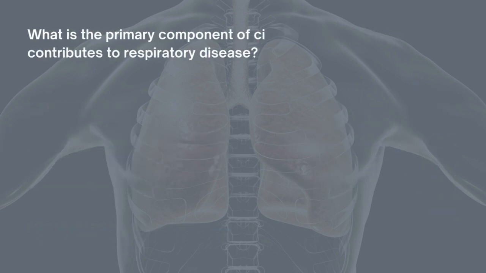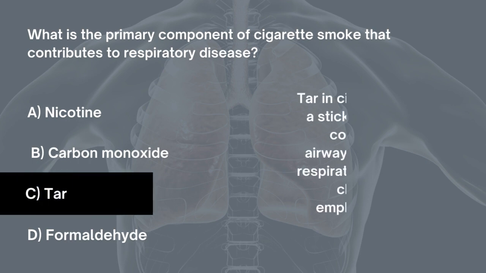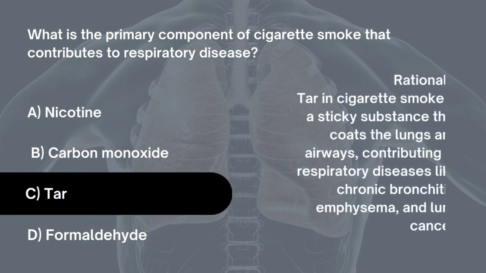What is the primary component of cigarette smoke that contributes to respiratory disease? A. Nicotine. B. Carbon monoxide. C. Tar. D. Formaldehyde. Rationale. Tar in cigarette smoke is a sticky substance that coats the lungs and airways, contributing to respiratory diseases like chronic bronchitis, emphysema, and lung cancer.